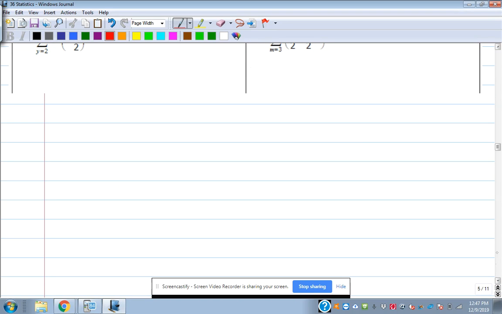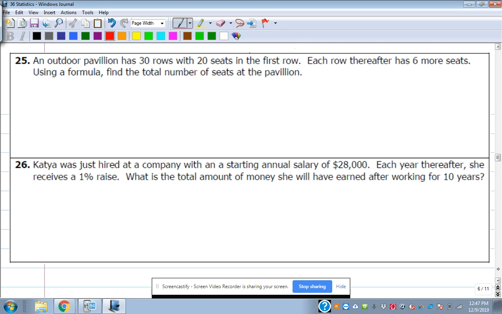Let's drop down there to the word problem. 25 and 26. 25. An outdoor pavilion has 30 rows of seats. 20 seats are in the front row, and then it grows by 6 seats. Each row thereafter has 6 more seats. Using a formula, find the total number of seats at the pavilion. Okay?